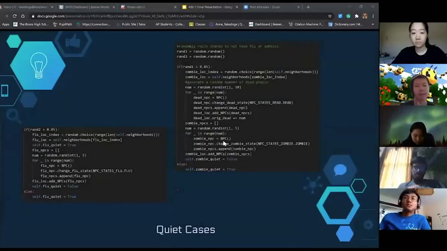We also implemented quiet cases. At the beginning of every game, there is a probability to not have flu or zombies at all, which is 5% for both and 0.25% for both together at the same time.